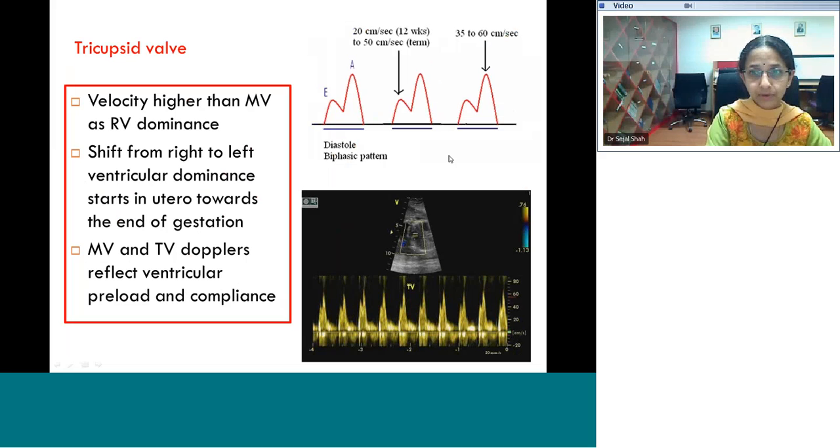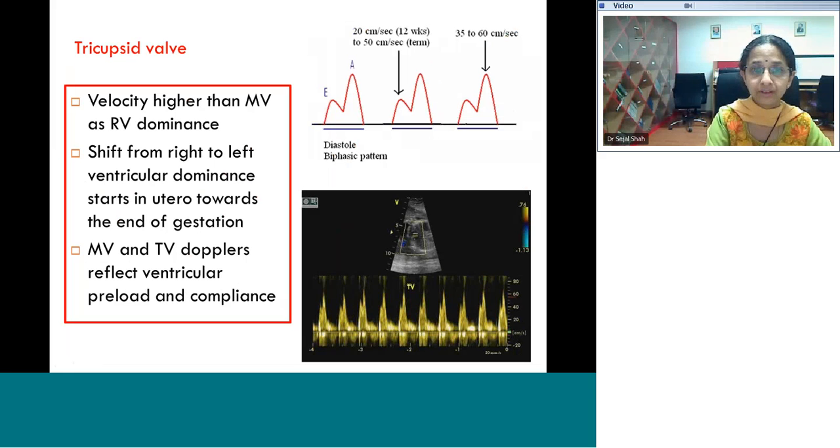The tricuspid velocity is similar to mitral, except the velocity is a shade higher because the RV is the dominant ventricle. Otherwise, it's going to be an E/A ratio of 0.5 approaching 1 by the time the baby gets delivered. Remember that the mitral and the tricuspid valve Dopplers, what do they reflect? They reflect the ventricular compliance during pregnancy. The compliance becomes better at the time of birth, and the Dopplers change.